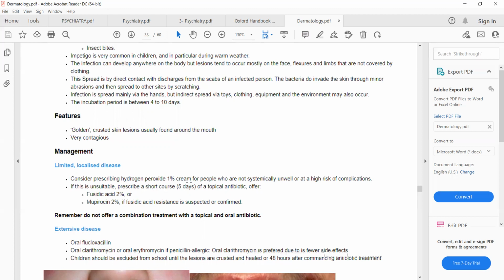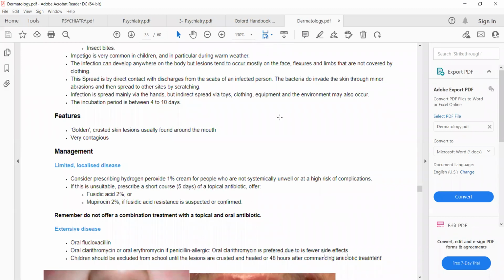And if hydrogen peroxide is not suitable, then we can give a short course of topical antibiotics such as fusidic acid 2% or mupirocin 2% if fusidic acid resistance is suspected or confirmed. So hydrogen peroxide, if the patient is not systemically unwell, and if unsuitable, then topical antibiotics such as fusidic acid and mupirocin if fusidic acid resistance is suspected or confirmed.